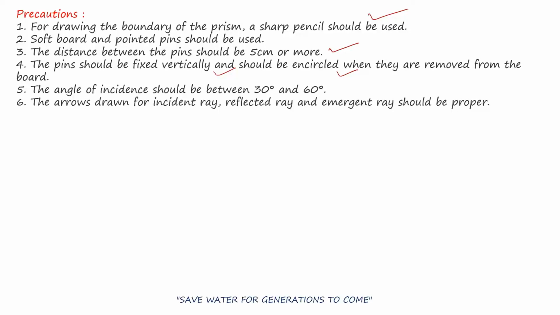The angle of incidence should be between 30 to 60 degree always. This we have discussed in theory also, and result also we have discussed. The arrows drawn for incident ray, refracted ray, and emergent ray should be proper. Okay, so I'm sure that you must have enjoyed this experiment, and you can now do this experiment in your lab also. If you don't have lab facility, then you can purchase a prism from the market and can do the experiment at home also.